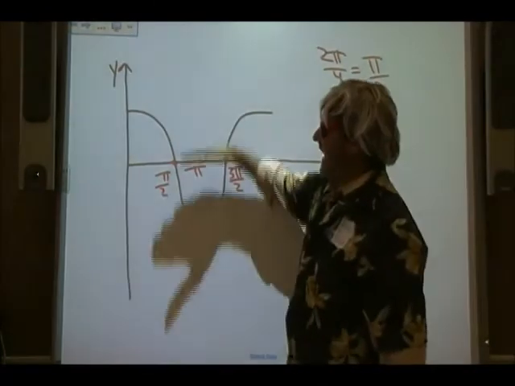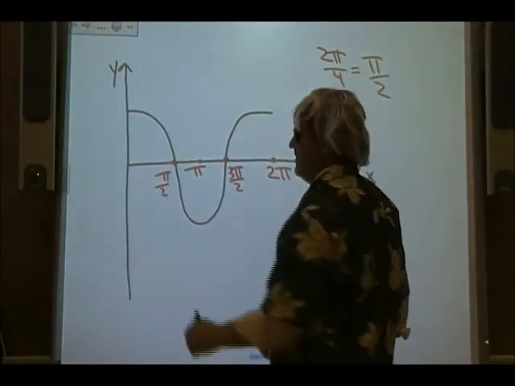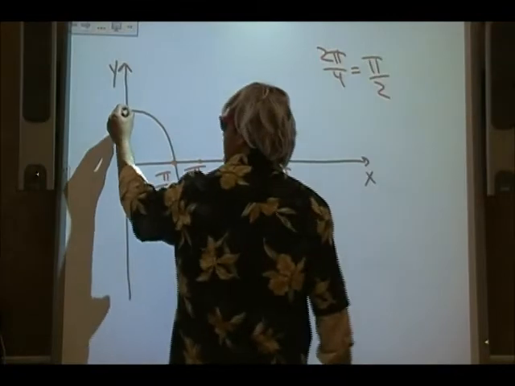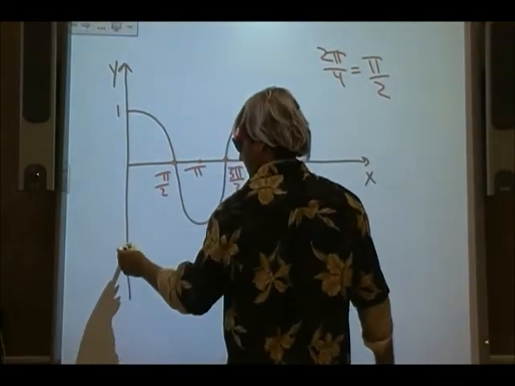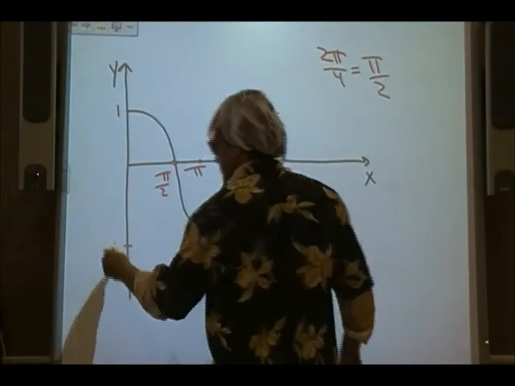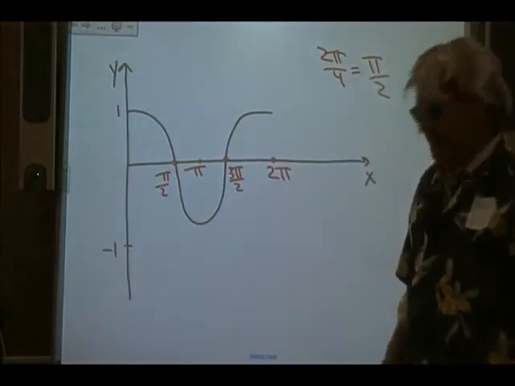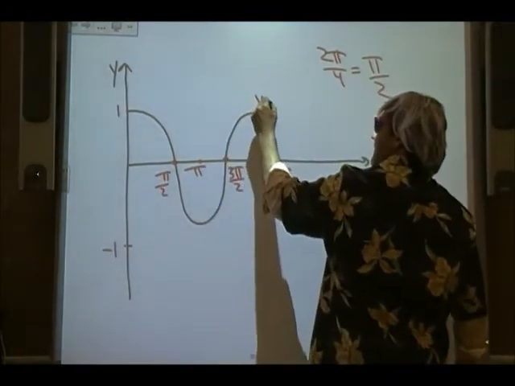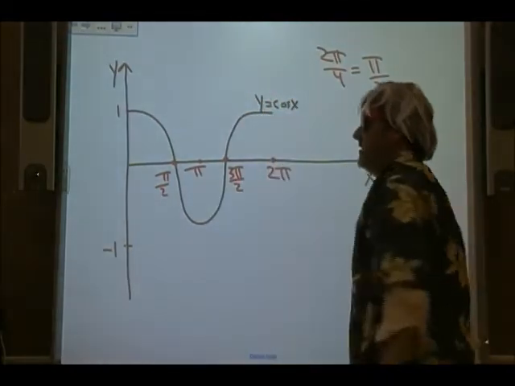And now, what is the amplitude? Well, when cosine of 0 is 1, this height is 1. And at the lowest point, it is negative 1. Okay? So that is y equals cosine x.